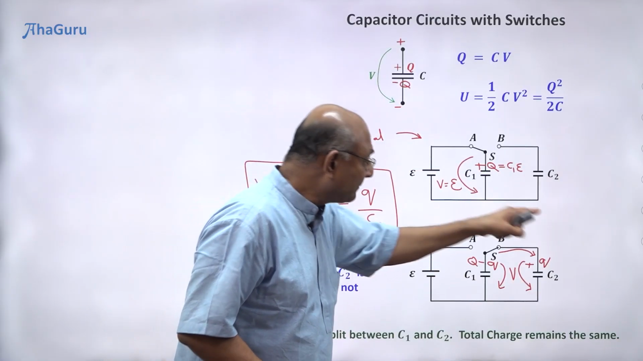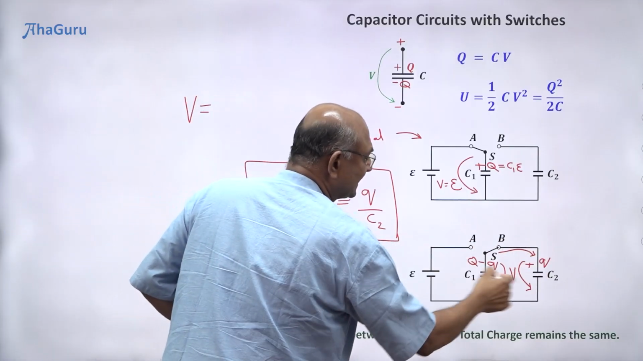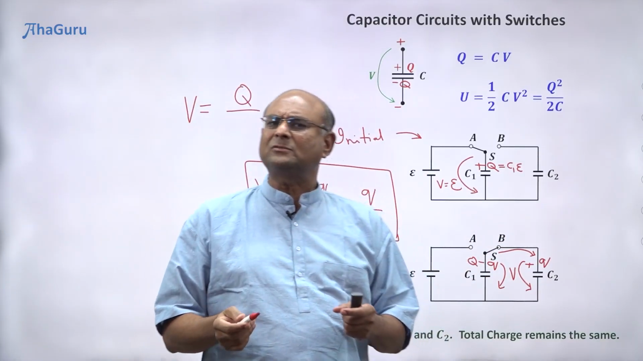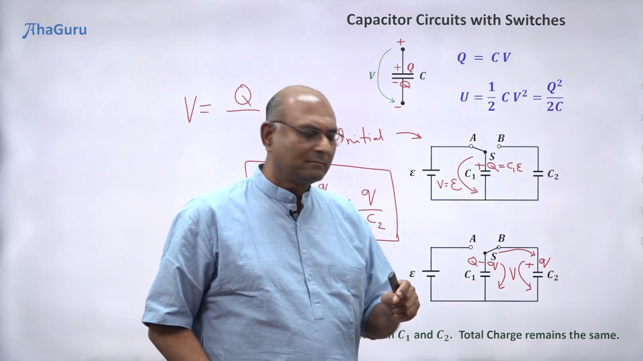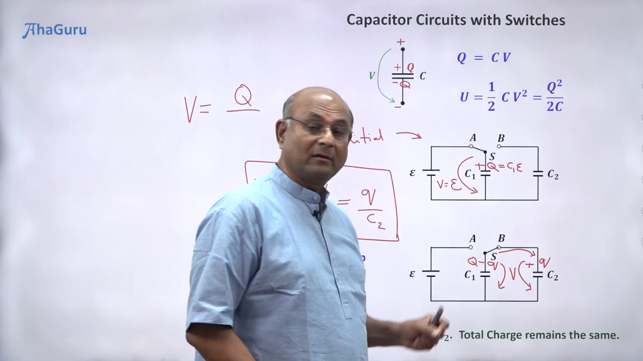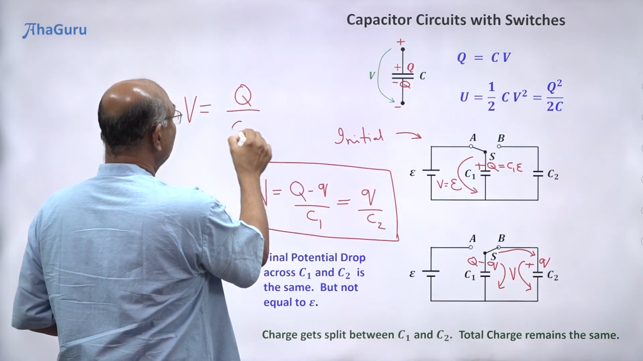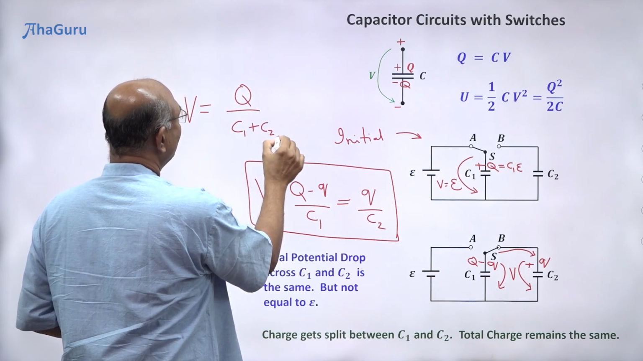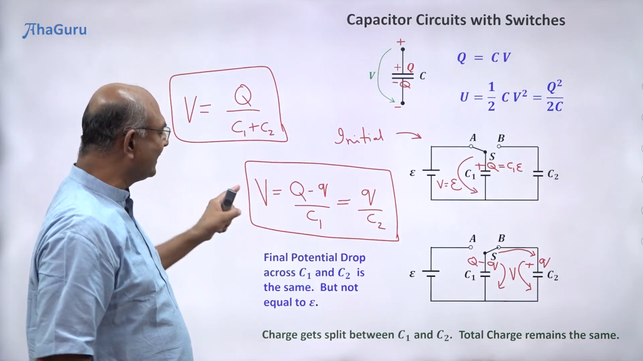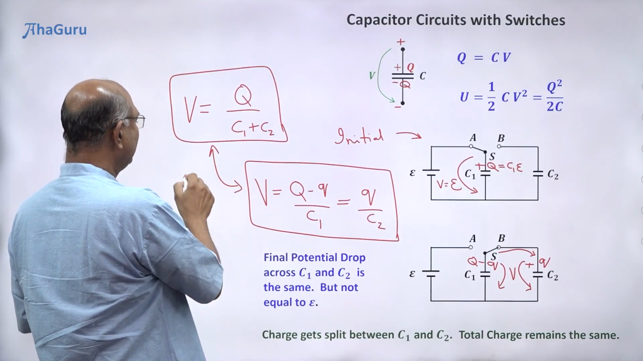You can say capital Q. You can also write V is total charge, which is capital Q, divided by the total capacitance. What is the net capacitance? C1, C2 in parallel, so C1 plus C2. You can also use this. If you solve this, you will find that that is what you're going to get for V. You can try that. This and this lead to the same thing.